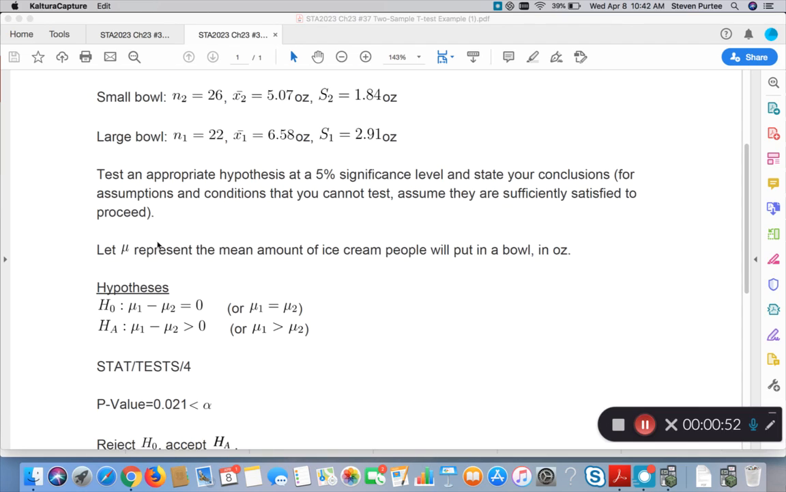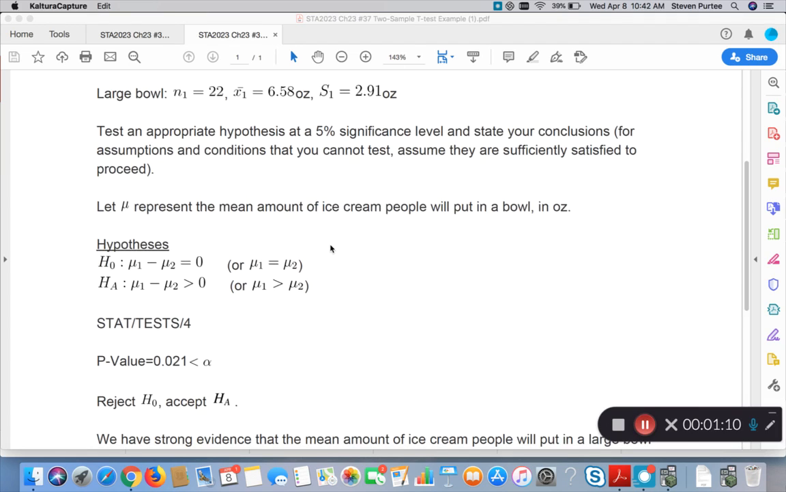So the first thing we do, write down what mu represents. Remember, we never mention either of the groups in this sentence. So here mu represents the mean amount of ice cream in ounces people will put in a bowl.